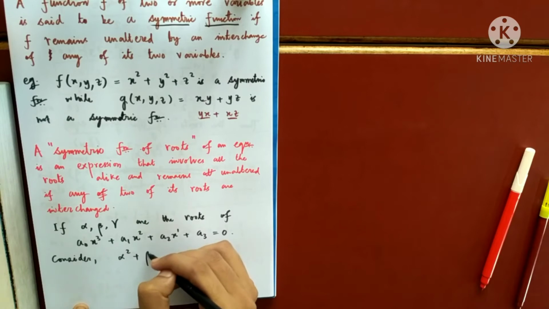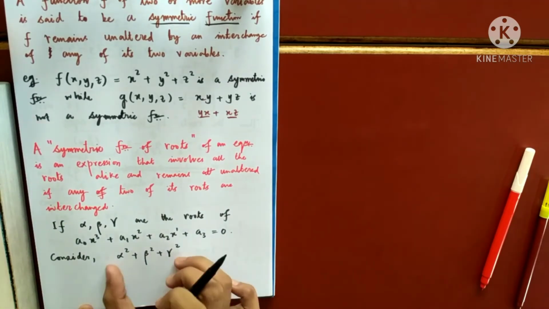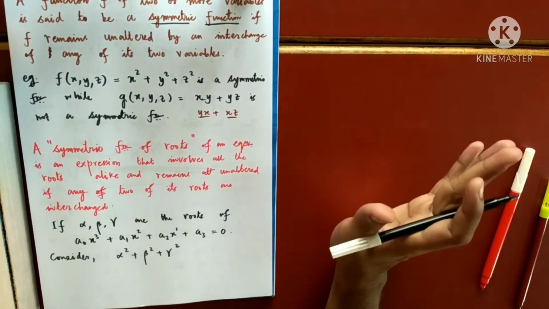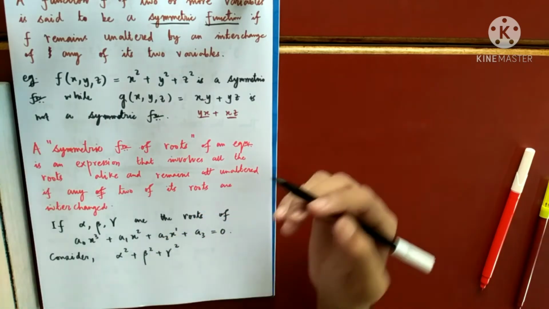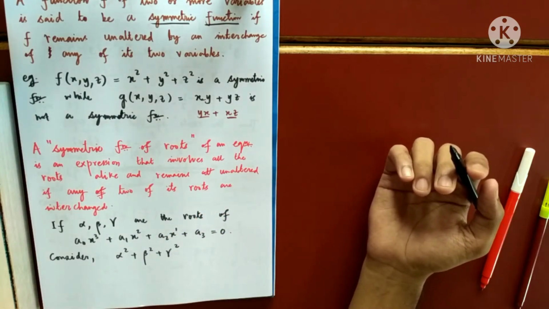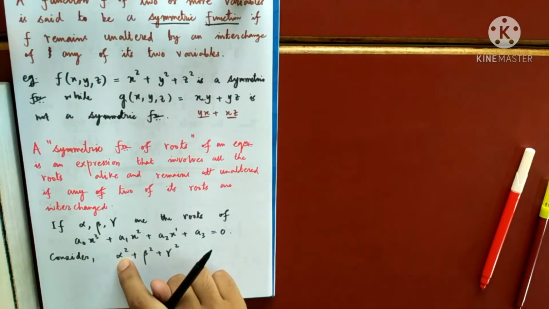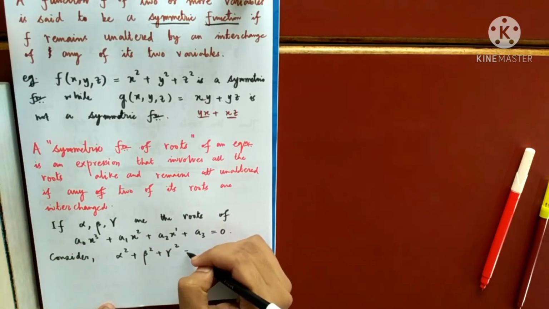Consider alpha square plus beta square plus gamma square. So I am considering this function. Now this is a symmetric function of roots. Why? Because it contains all the roots alike, all the expressions look the same. And if I interchange any of its two roots, the expression remains the same. Suppose instead of alpha I write beta, and instead of beta I write alpha, still the expression remains the same.